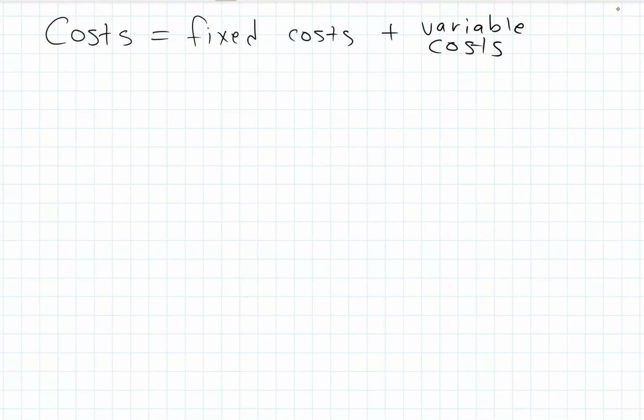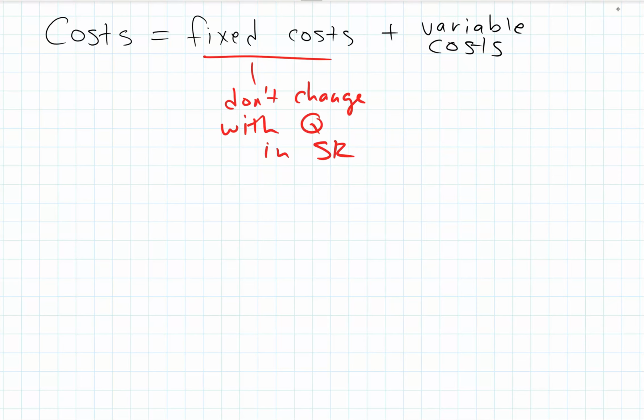And remember, fixed costs are things that in the short run don't change with quantity. So if you produce more or produce less, those don't change. Variable costs change with quantity in the short run. If you have a higher quantity, they're going to be higher, and if you have a lower quantity, they're going to be lower. For our simple example, you can think of fixed costs as something like rent, and variable costs as labor and resources, for example.